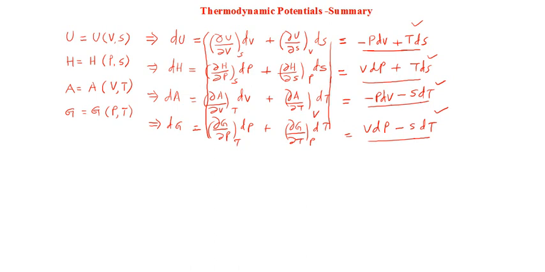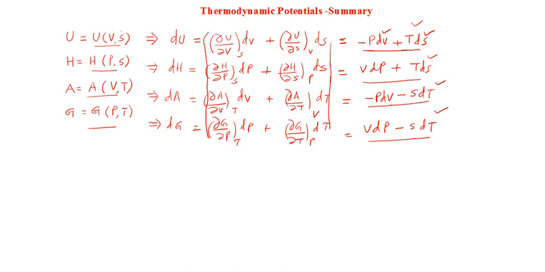Now how do you recall this one? For that, what you need to do is just remember the natural variables. See, this U equal to, there will be V here, so dV is here, S is here, so dS is here. We did the reverse in our derivations. Now I am telling you to do the other way.